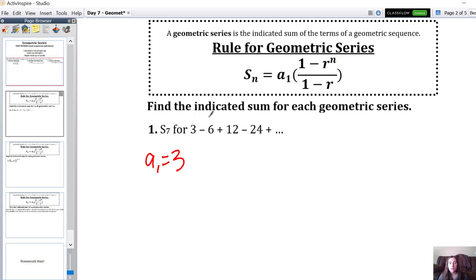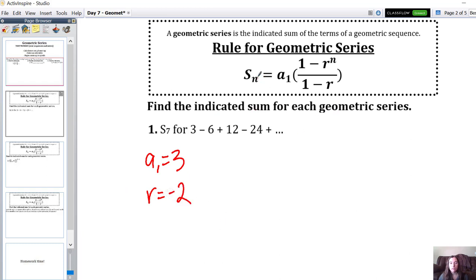How do we get from 3 to negative 6? Remember, it's geometric, so this time we're seeing what multiplies to get from 3 to negative 6, negative 6 to 12, 12 to negative 24. So from 3 to negative 6, we would multiply by negative 2. The same thing applies for negative 6 to 12 and 12 to negative 24. So r is negative 2.